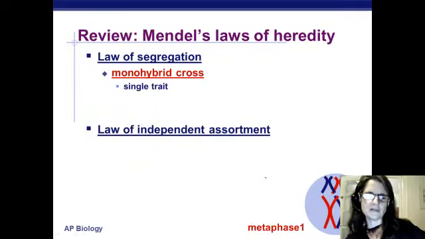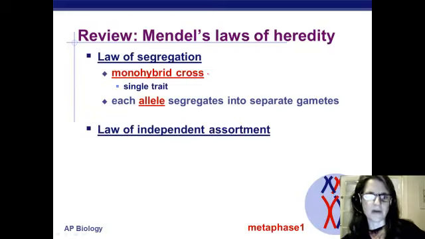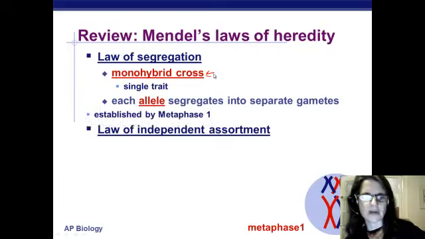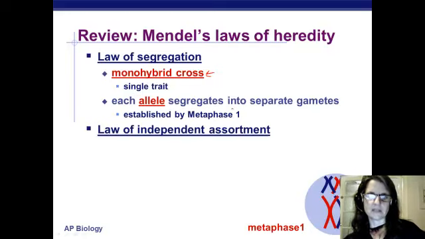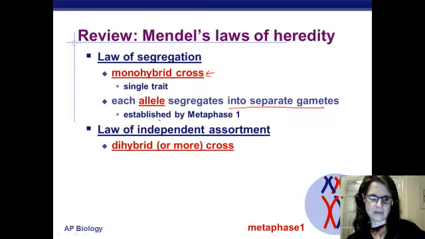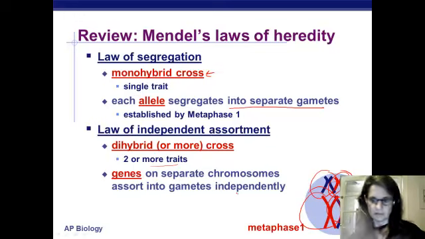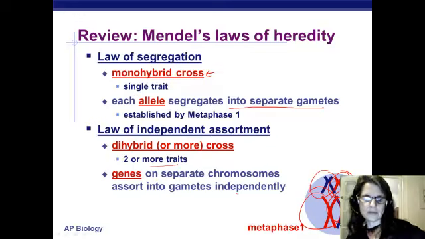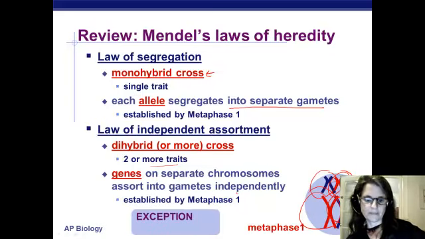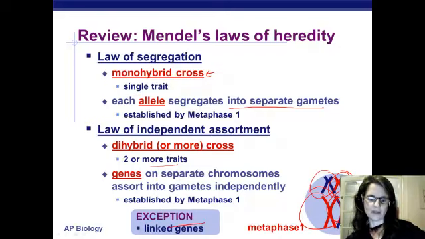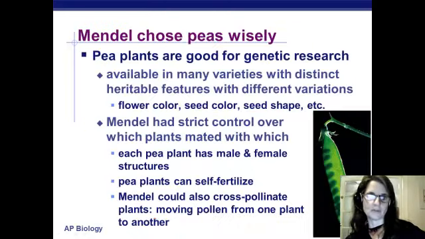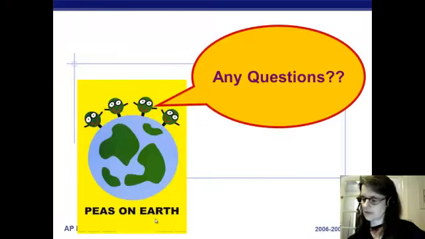So, law of segregation, it's not just associated with monohybrid crosses, but that's where we first start talking about it. Each allele segregates into separate gametes. The law of independent assortment says that when we are watching two traits or more at once, those traits can assort themselves in any combination they choose into gametes. It's independent assortment. And the exception is when genes are linked on to the same chromosome. We've already talked about that.